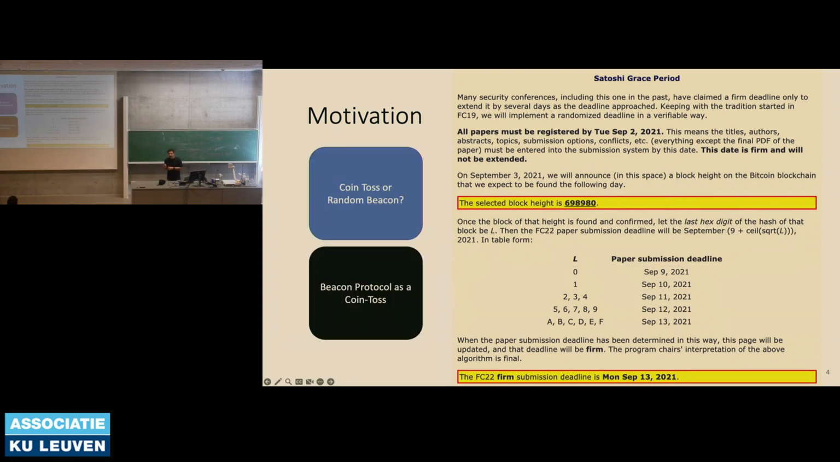So what they ended up doing is, since they used the Bitcoin hash, they basically used the beacon protocol, right? Bitcoin didn't generate that block just for this conference. They keep on generating blocks. So they can be treated as a random beacon, and they use one particular block for their purposes. So this is using a random beacon protocol as a coin toss. So it has its applications.